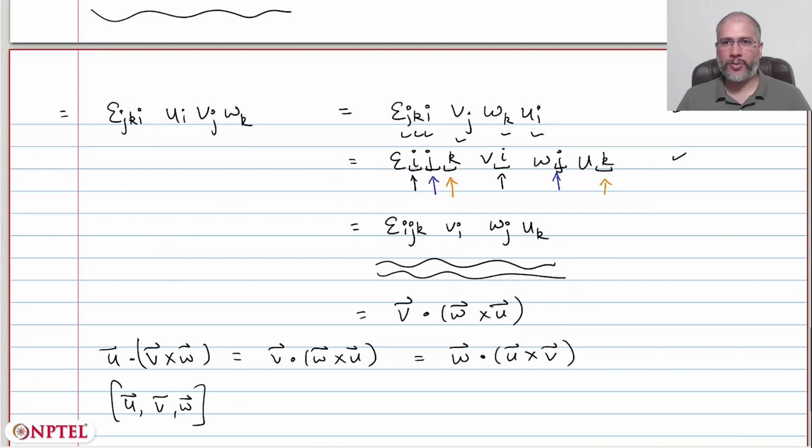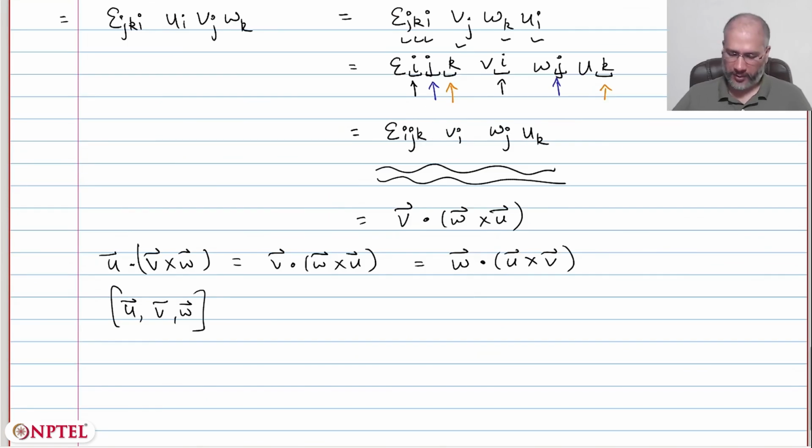So with the same cyclic order, all these quantities are equal, and that is the reason that the scalar triple product is sometimes written with a box like this. It's also known as the box product u comma v comma w. It's your choice whether you want to write this as u dot v cross w, or v dot w cross u, or w dot u cross v. Again, this is the power of indicial notation, that we were able to show this very easily. With symbolic notation, this would have been slightly difficult.